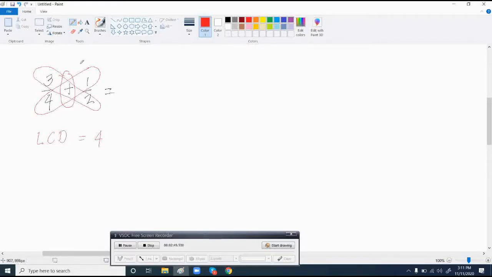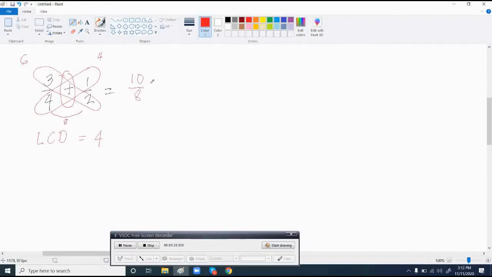Let us do first the butterfly method. You're going to multiply 3, your numerator, to your denominator and that will give you 6. Multiply your denominator to your numerator on the other side and that will give you 4. And multiply your denominator to your denominator and that will give you 8. So you'll get 6 plus 4 will be equal to 10, and your denominator will be 8.